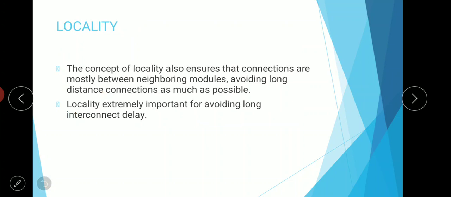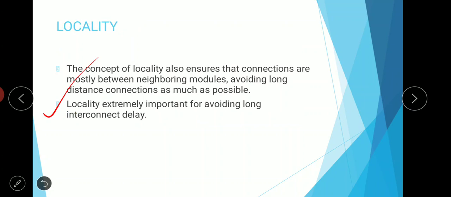Next, locality. The concept of locality ensures that connections are mostly between neighboring modules, avoiding long distance connections as much as possible. Locality is extremely important for avoiding long interconnect delay. So the main purpose of locality is to reduce the length of interconnect in order to reduce the complexity and interconnect delay.